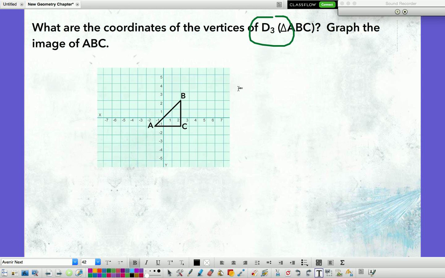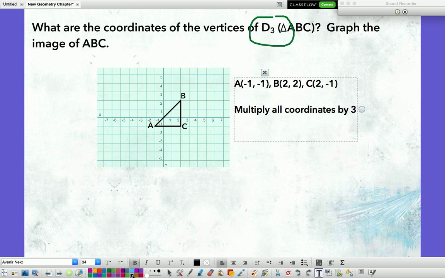Okay, so my original A coordinates are -1, -1. B is 2, 2. And C is 2, -1. So we're going to multiply all coordinates by 3.